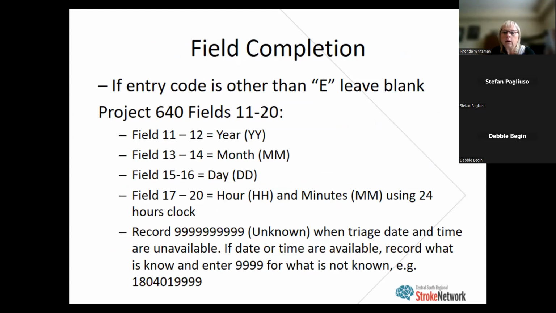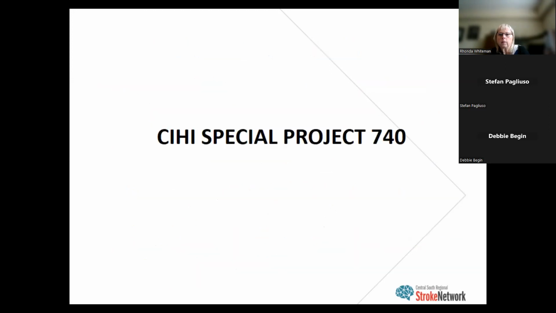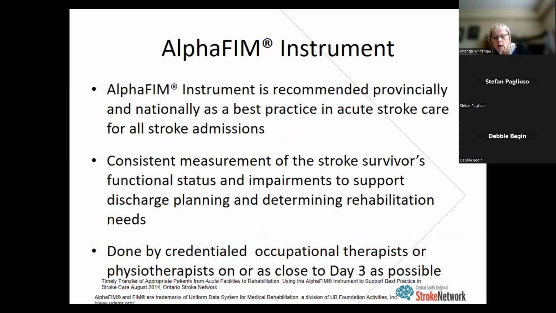Again, you can use the unknown. However, I find the triage time is usually well documented and often a stamp in many ways. So really trying to indicate what you're capturing as we go. So moving on to CHI Special Project 740.